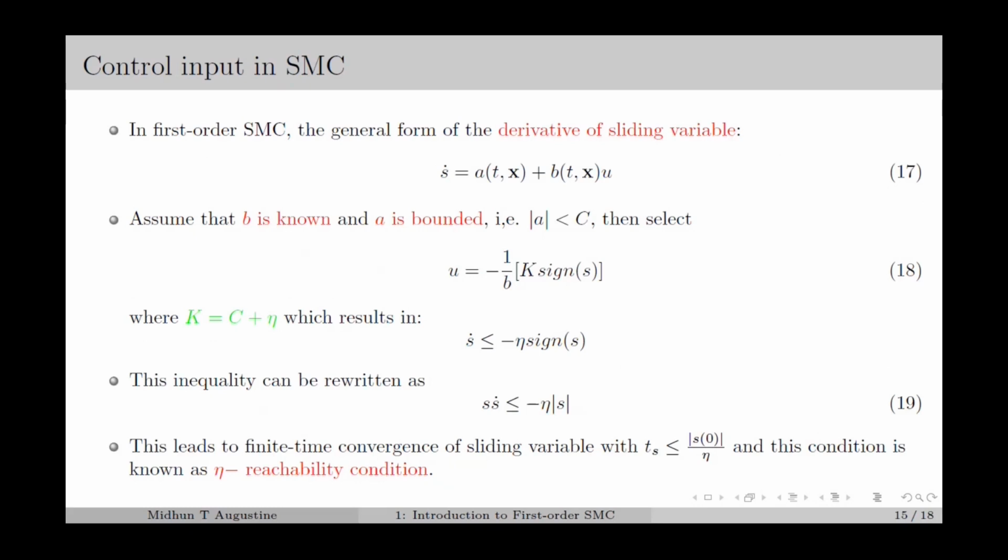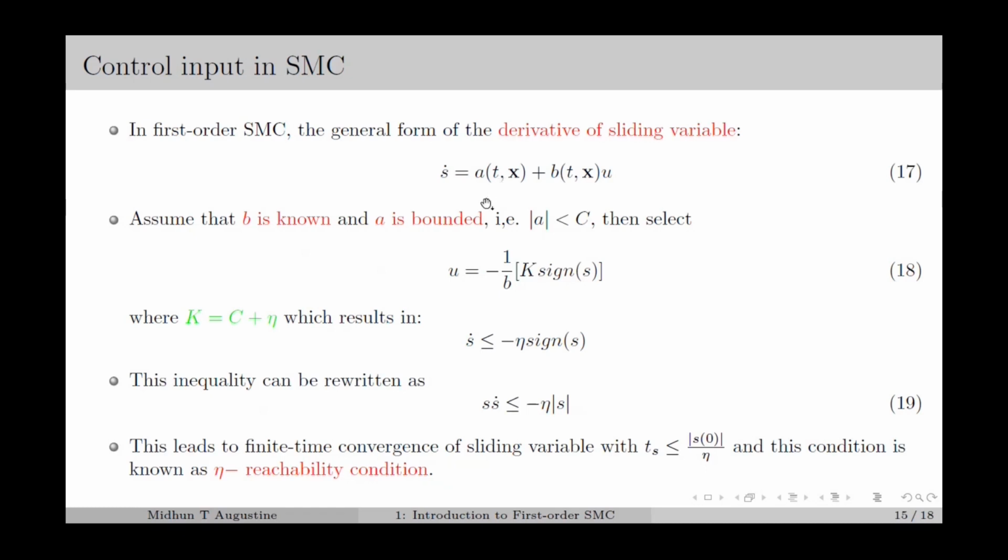Next, we discuss the control input in the case of first order SMC. We have already seen that in first order SMC, the control input appears in the first derivative of the sliding variable. Therefore, in general, the derivative of the sliding variable can be represented as in equation number 17, where a of t, x and b of t, x are some functions of states. Normally, b will be a constant term, and we assume that b is known and a is bounded.